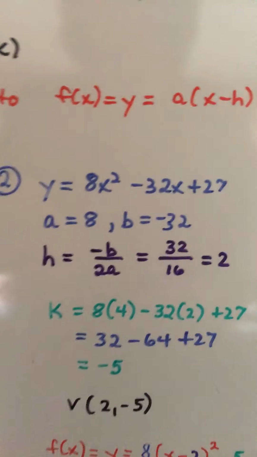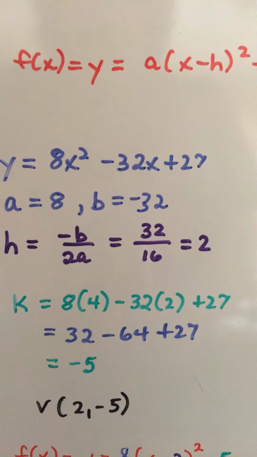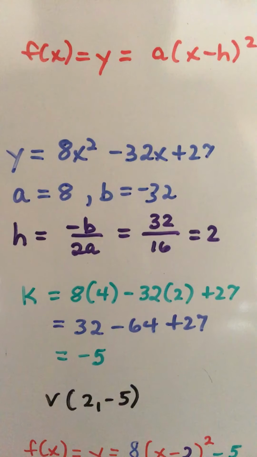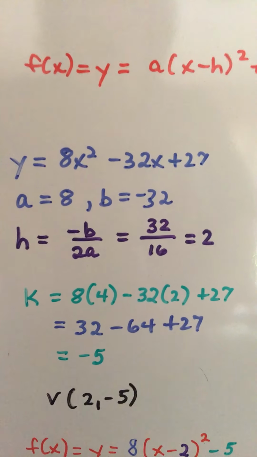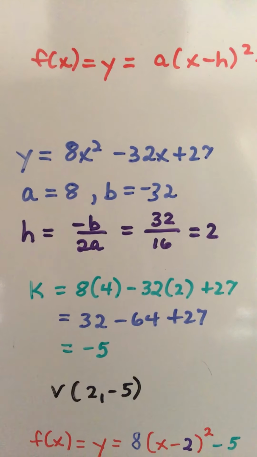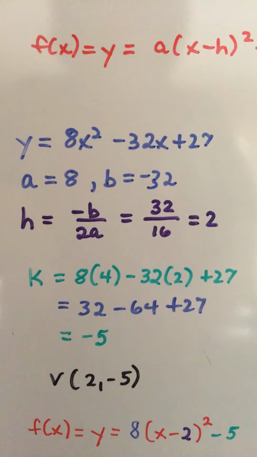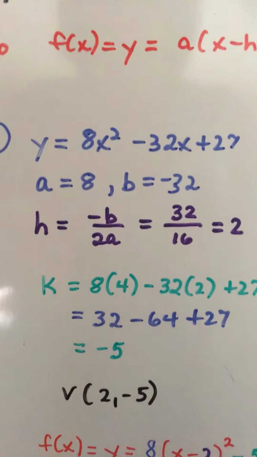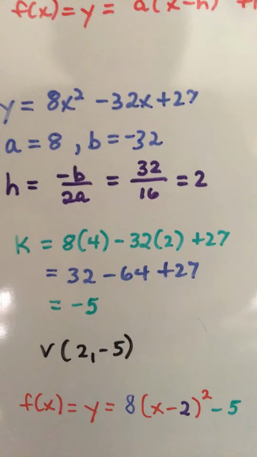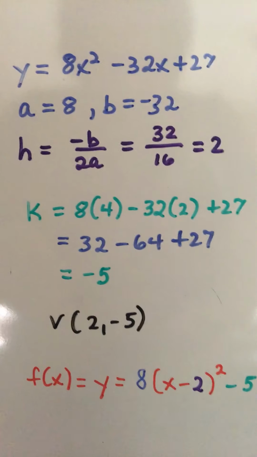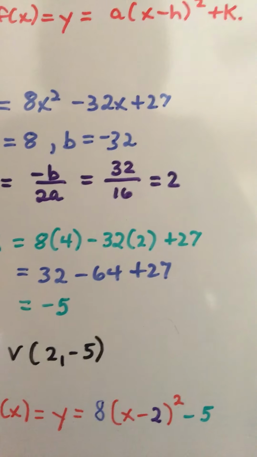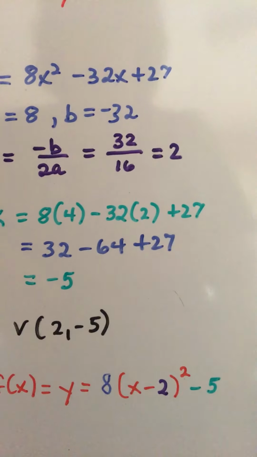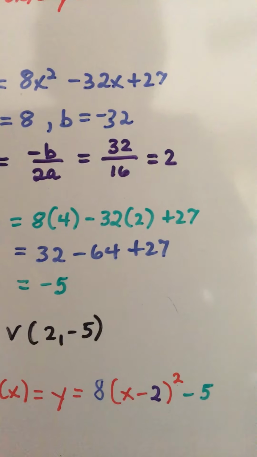Example 2, y equals 8x squared minus 32x plus 27. a is 8, b is -32. So h, being negative b over 2a, is 32 over 16, which is 2. Notice again, I do the square automatically. I end up with negative 5. And now in this one, notice this is a positive 2, so minus h is a negative 2. And I end up with y equals 8 times the quantity x minus 2 squared minus 5.